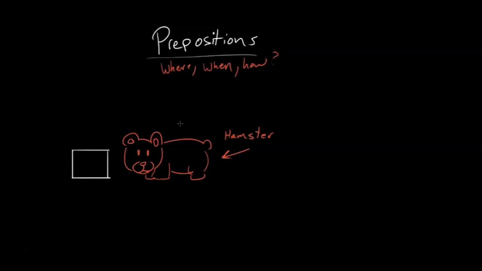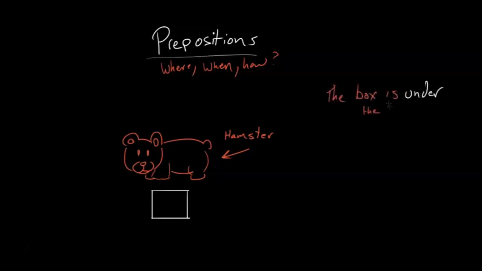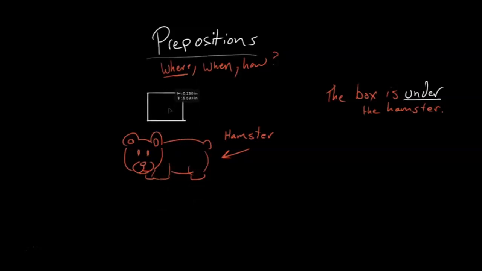Let me demonstrate. So using just this hamster and this box, we can move this box around and talk about how the hamster relates to the box. Right, so right now, the box is under the hamster. Let's write that down. Right, the box is under the hamster. That word under is a preposition because it's establishing this relationship of where. It's connecting the box to the hamster. The box is under the hamster. But if I move it up like so, now we can say the box is over the hamster.